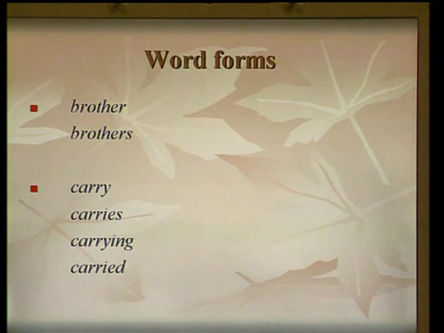We know that all the forms are essentially one word. They are different forms of the word carry. These variations are called word forms. Let us move to the concept of lexeme.